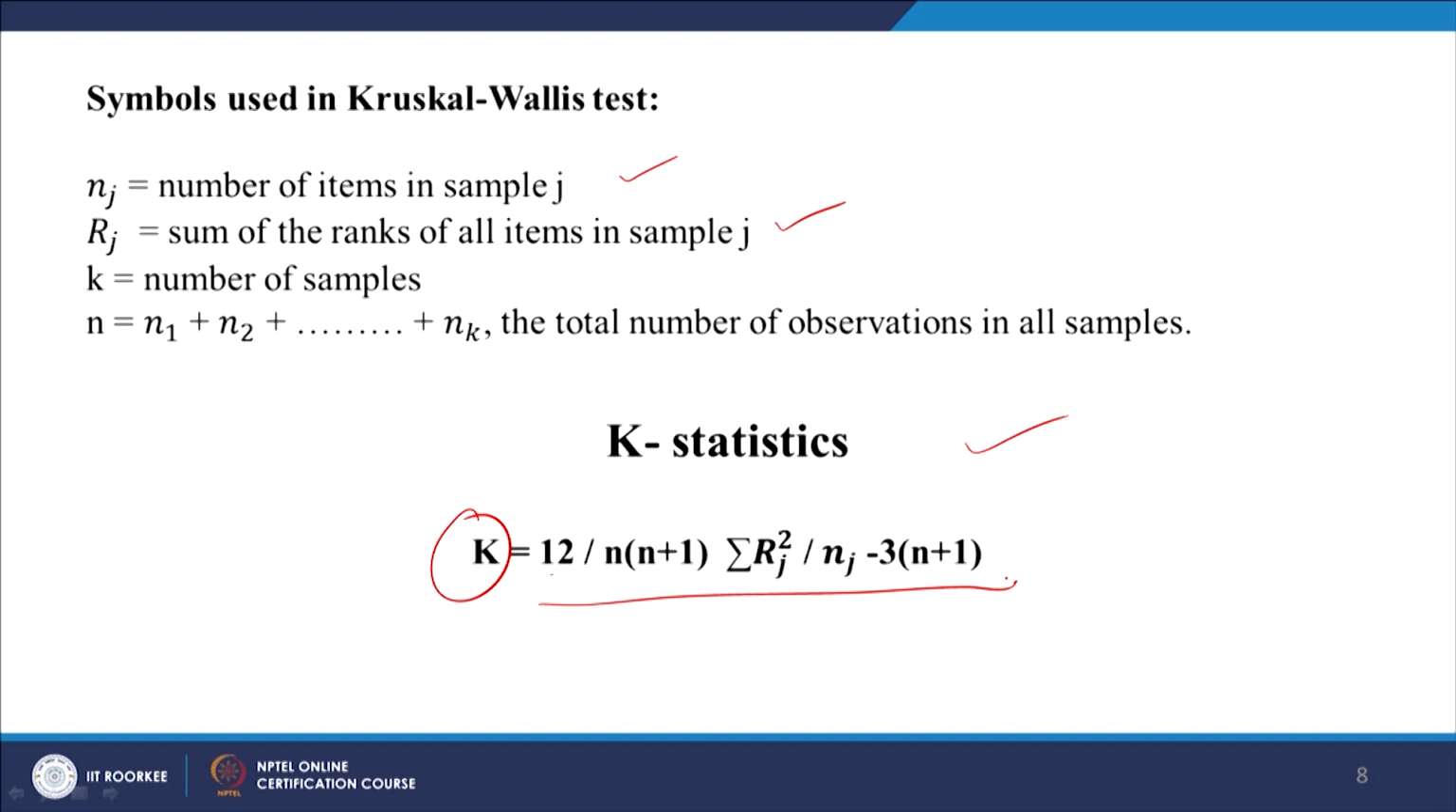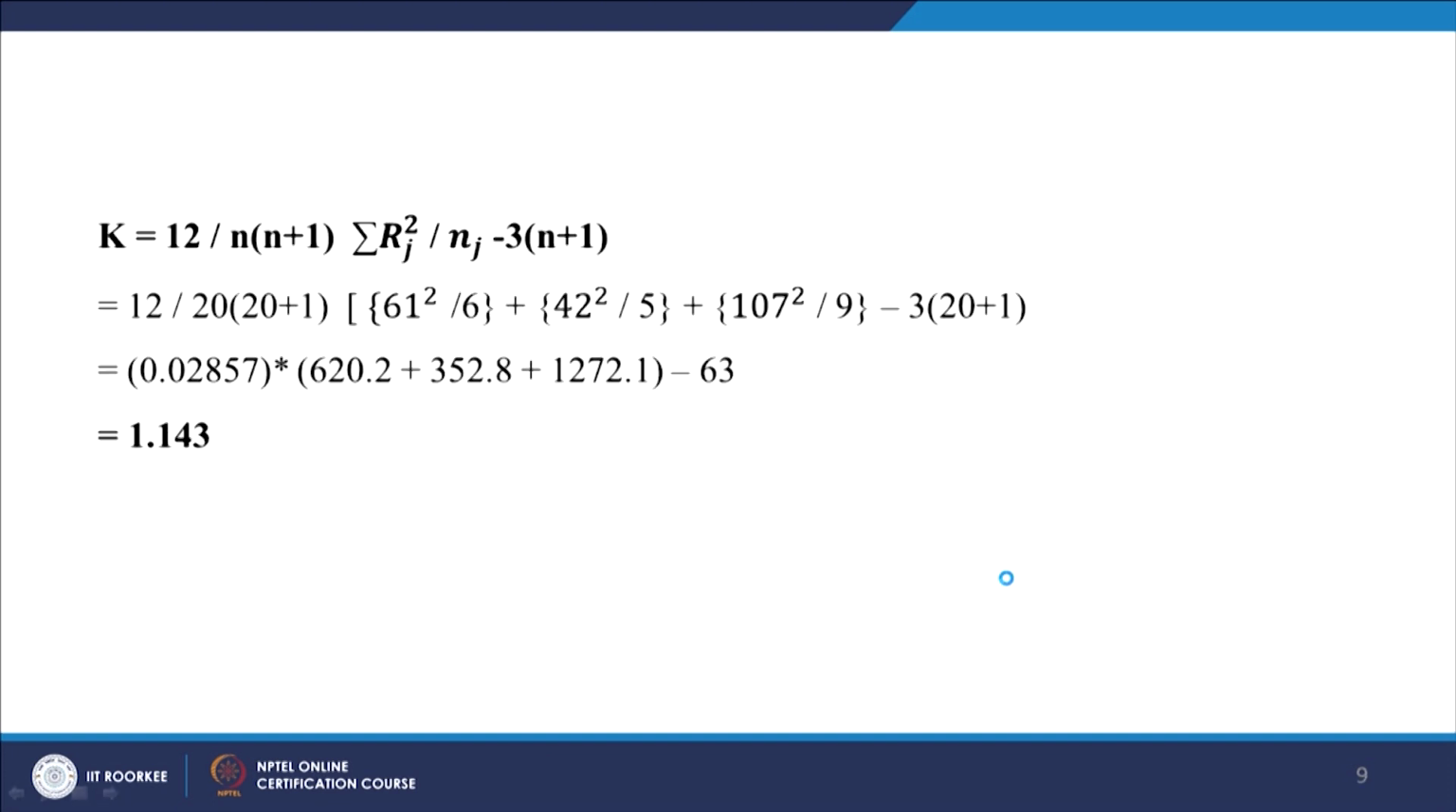Using this formula, let us see what the statistic comes to. 12 divided by n, which is 20, as 20 students were there, by 20 plus 1, into the summation of the ranks. Now, how much? 61 was the first. So, 61 squared divided by 6, as the sample size was 6 for the first, which was the video cassette group.